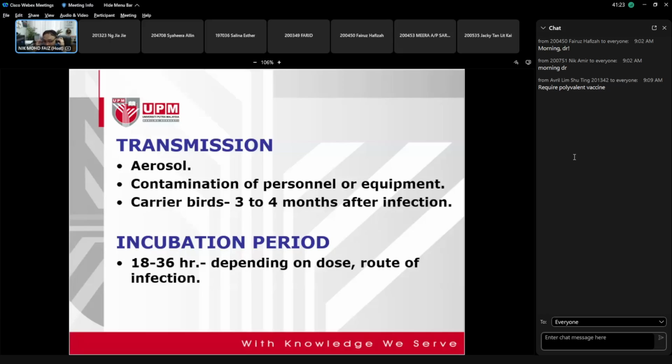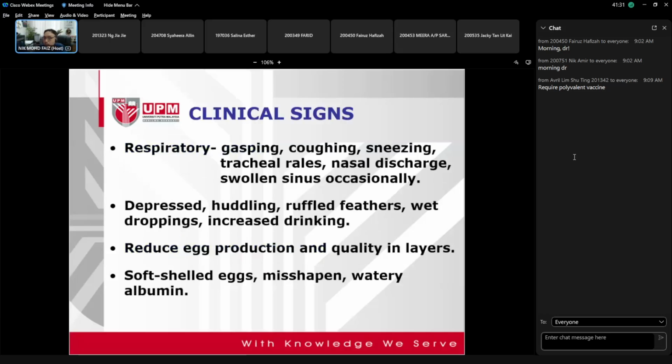The incubation period is around 18 to 36 hours, depending on the dose and route of infection. The clinical signs, what you expect to see in this disease, are usually very much related to respiratory signs. They are gasping, coughing, sneezing, rales, nasal discharge, and occasionally swollen sinus. But most of the time, I've rarely seen swollen sinuses unless they are co-infected with other diseases as well. Generally, they look weak, depressed, huddling, with ruffled feathers, wet droppings, and increased drinking.